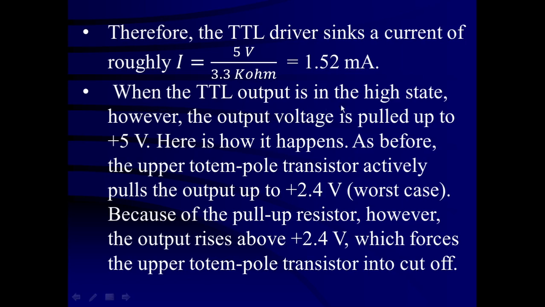When the TTL output is in the high state, however, the output voltage is pulled up to 5 volt. Here is how it happens. As before, the upper totem pole transistor actively pulls the output voltage up to plus 2.4 volt in worst case conditions. Because of the pull-up resistance, however, the output rises above 2.4 volt, which forces the upper totem pole transistor into cutoff. And because of that, the output voltage is going to be 5 volt. Even the Q3 emitter follower becomes off, and both transistors will be off. That means a passive pull-up circuit is there now.